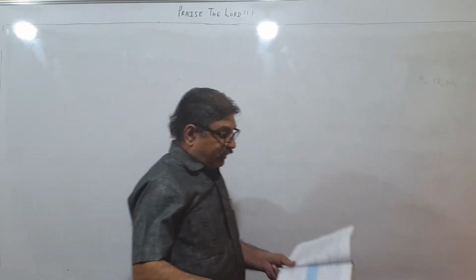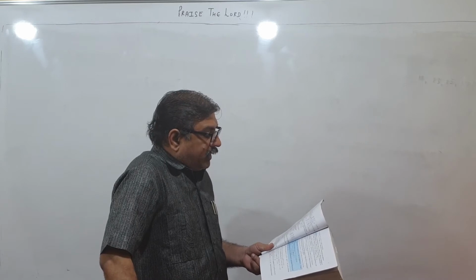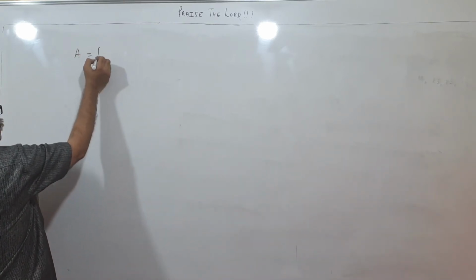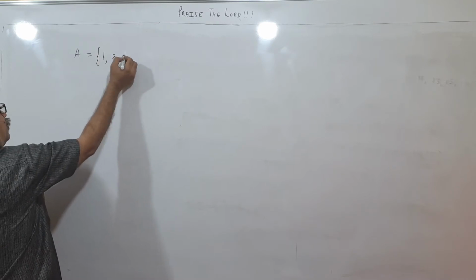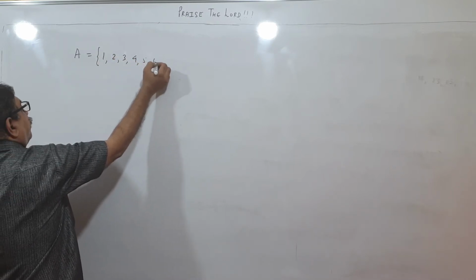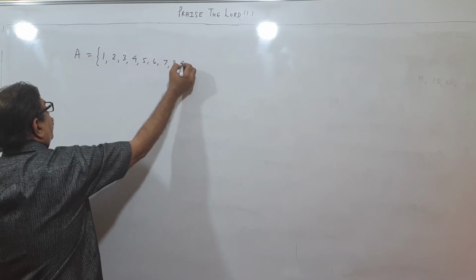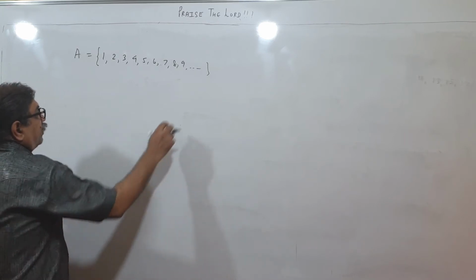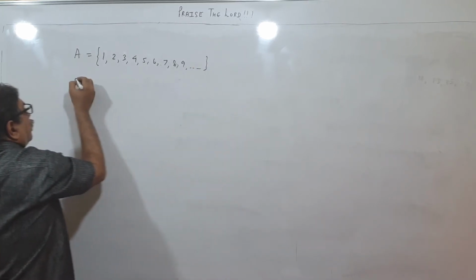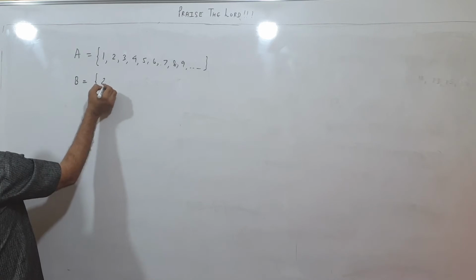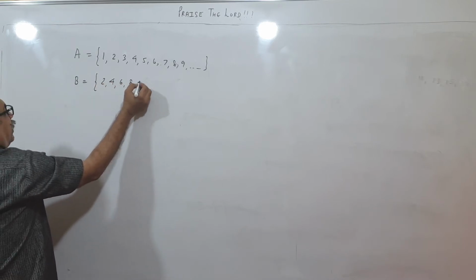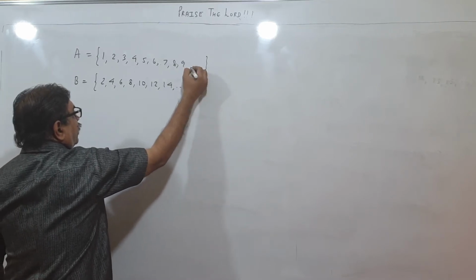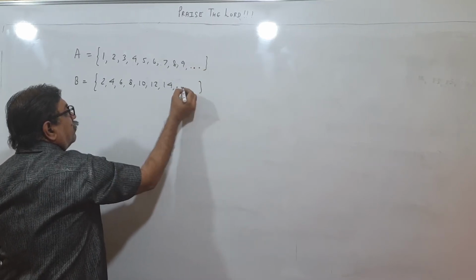Then see. A is a set such that x is a natural number. So x is a natural number means A will be 1, 2, 3, 4, 5, 6, 7, 8, 9 and like this. B is a set, x is an even natural number. B is an even natural number means 2, 4, 6, 8, 10, 12, 14 like this. Only 3 dots should come, children. Compulsory.